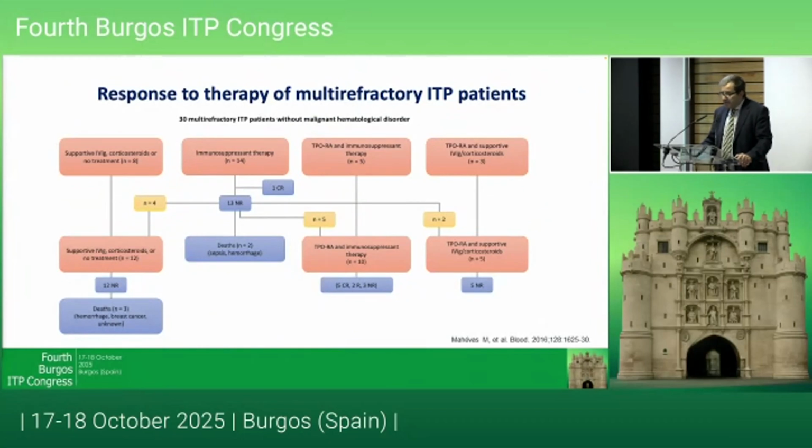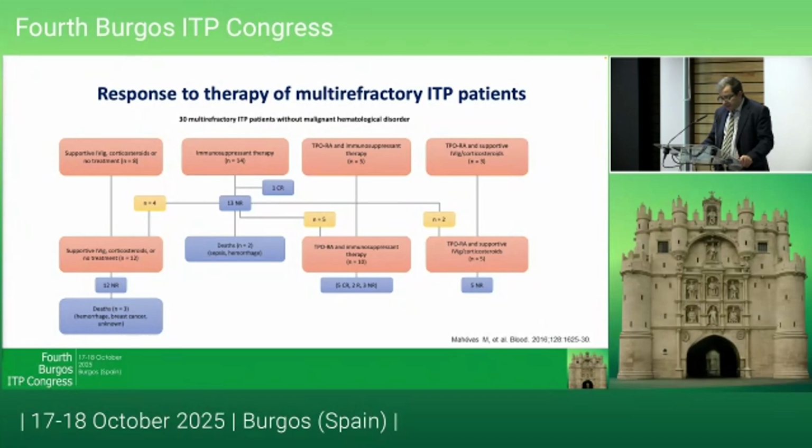From these 37 patients, this cartoon excludes the 7 patients with a background of neoplastic hematology, and they have 30 patients now. From these 30 patients, they have 4 modules of therapy. On the left, supportive IVIG, steroids or no treatment was received by 8 patients, immunosuppressant therapy by 14, TPRAs plus immunosuppressants in 5, and TPRA and supportive IVIG or corticosteroids in 3.